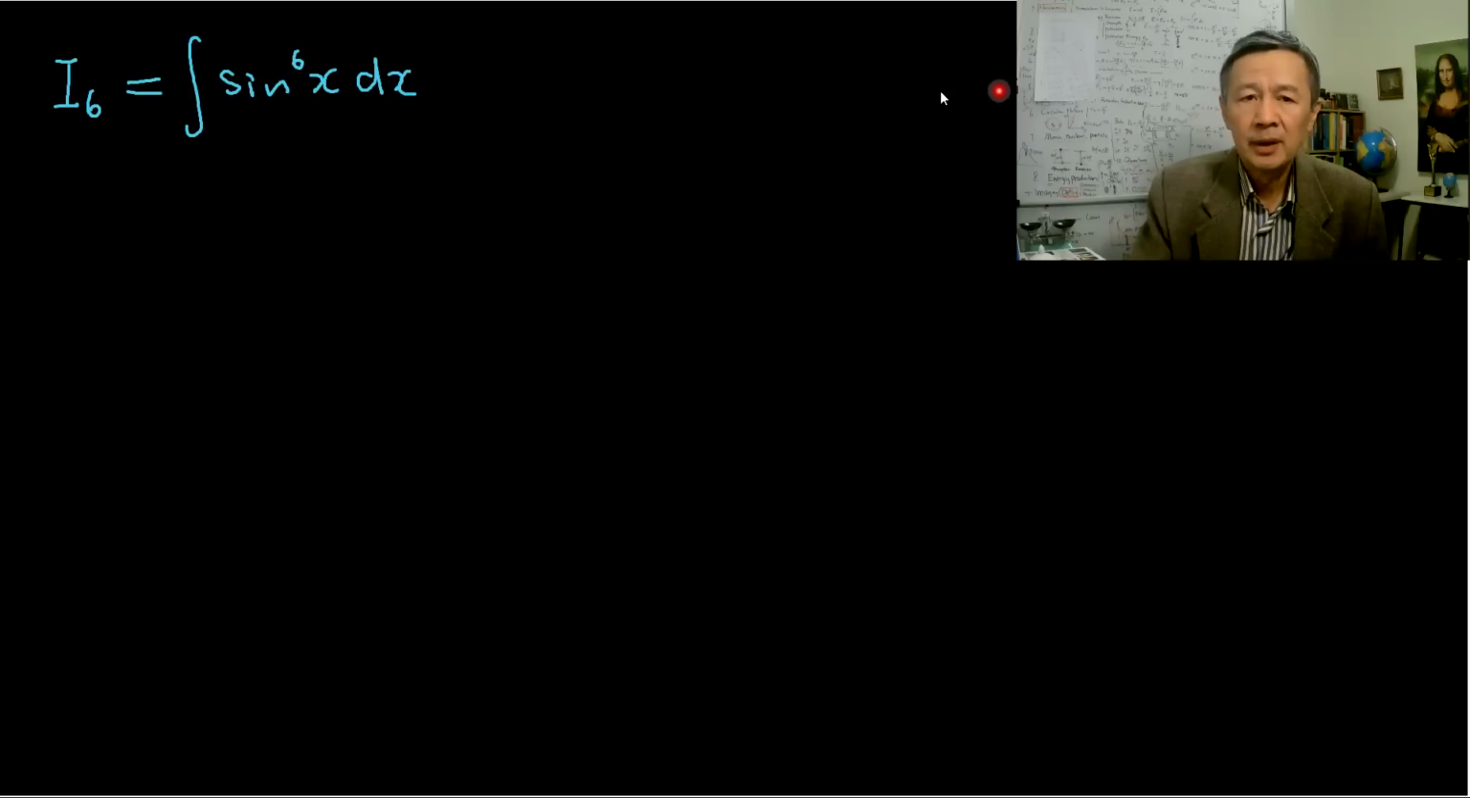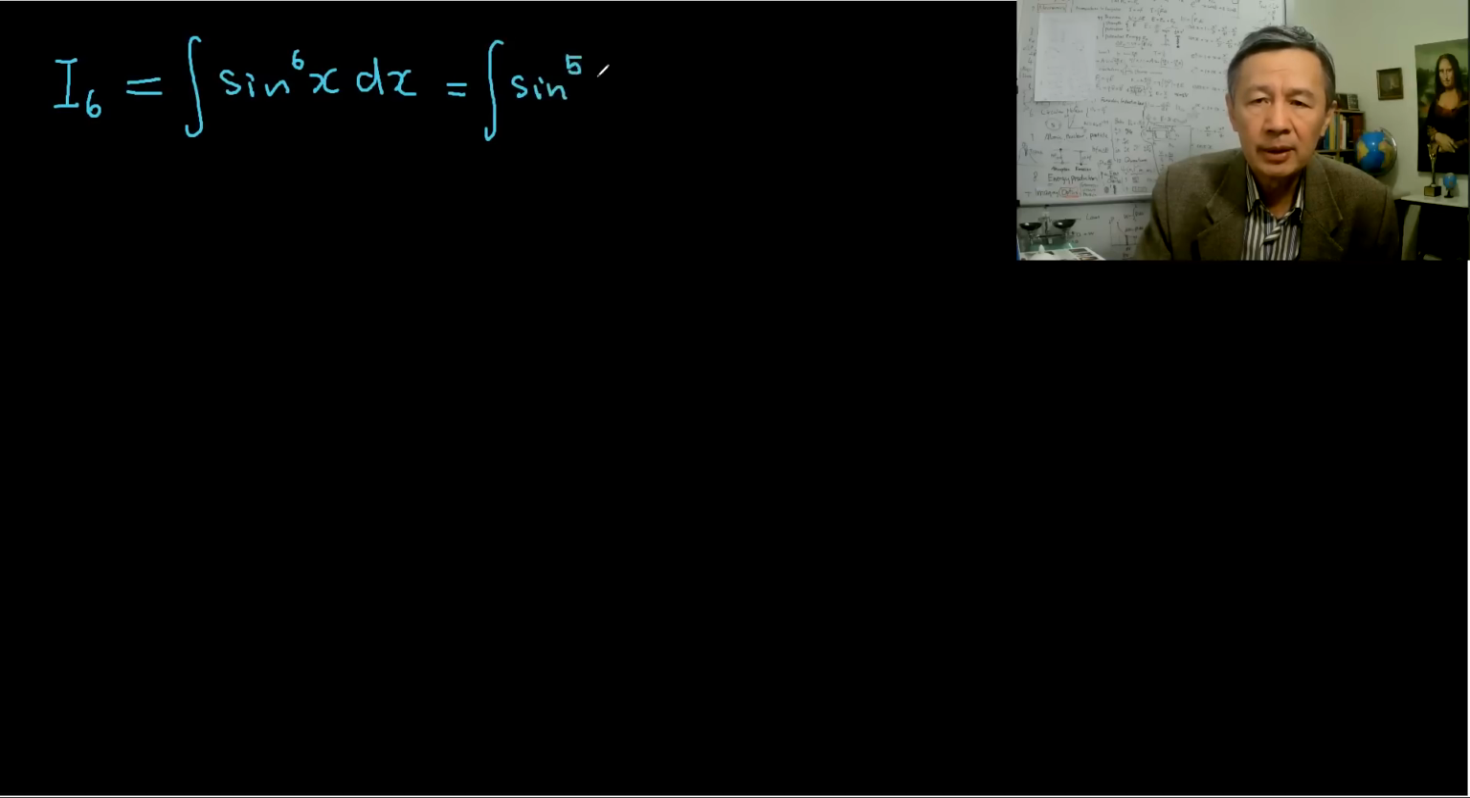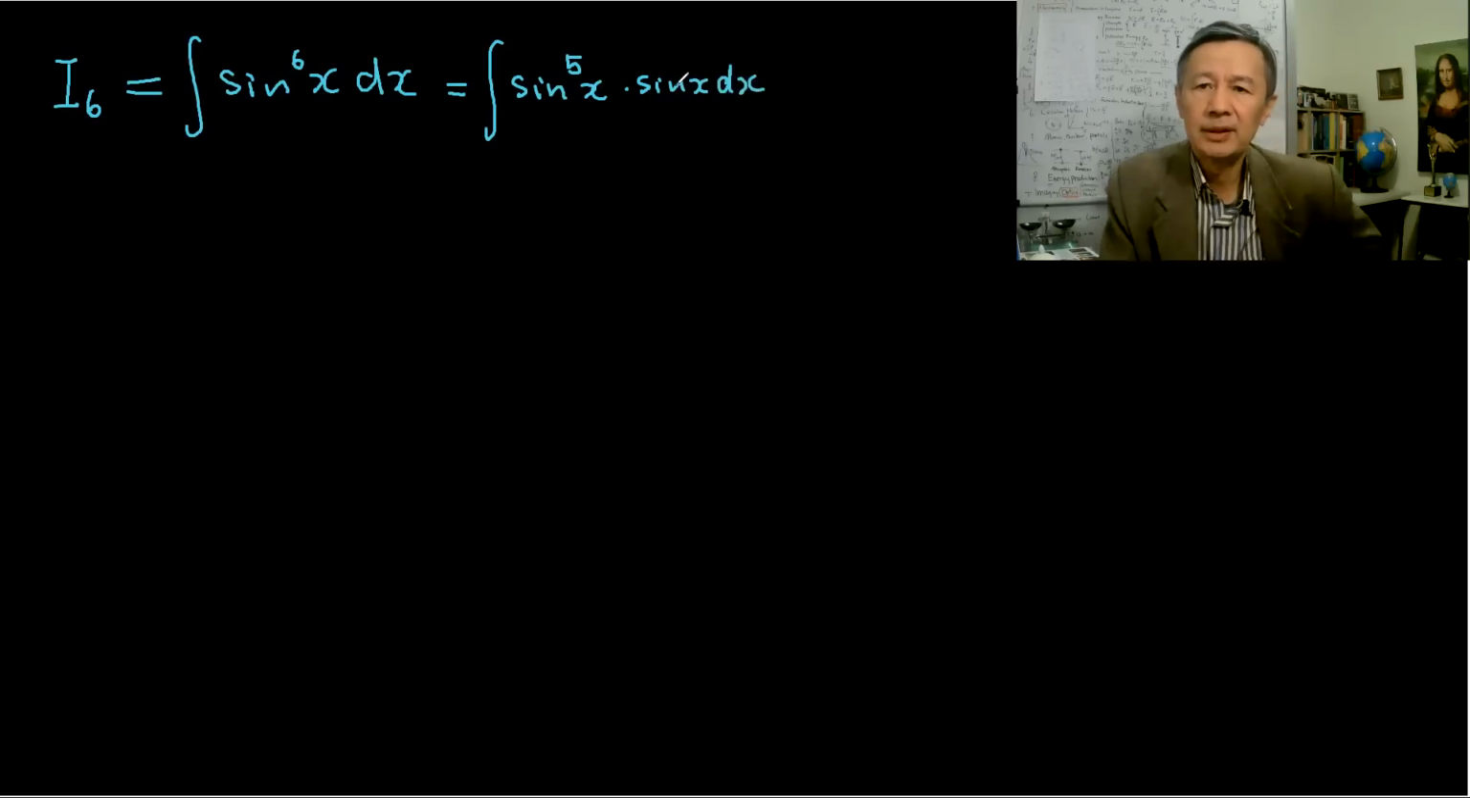So we have to do some housekeeping and tidy up. Before we go further, can we just do some simplification? Can we just rewrite it? We borrow one sine here, so it becomes sine to the power 5 times sine x dx. We're entitled to that because, according to the index rule, 1 plus 5 is 6.